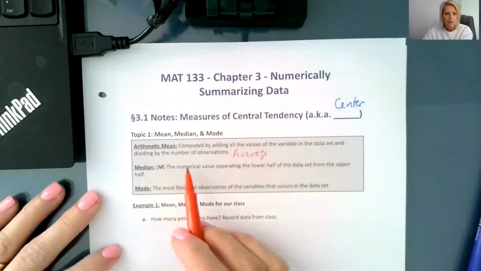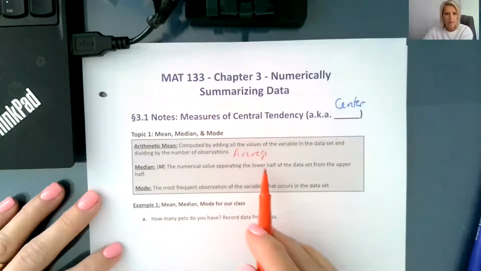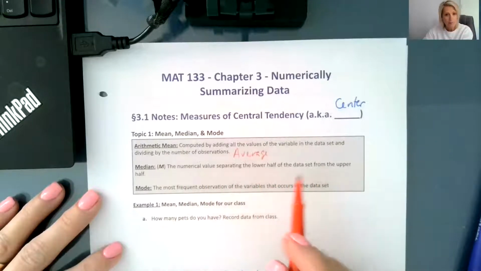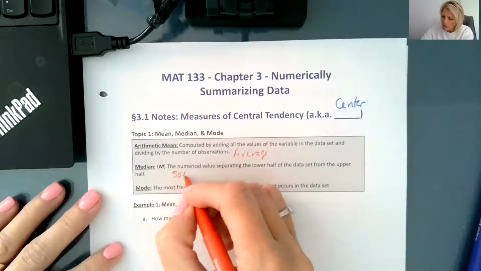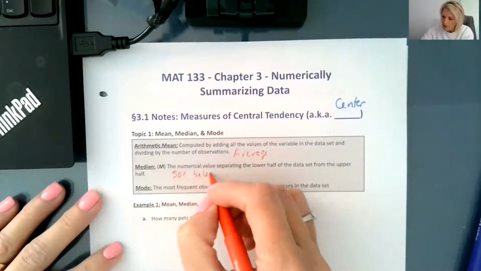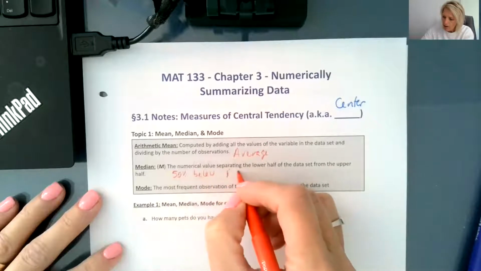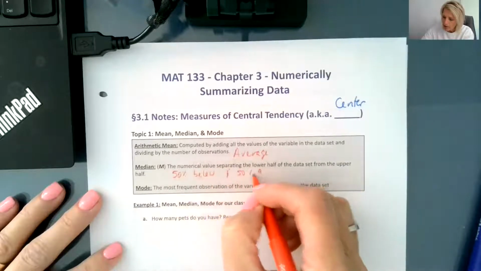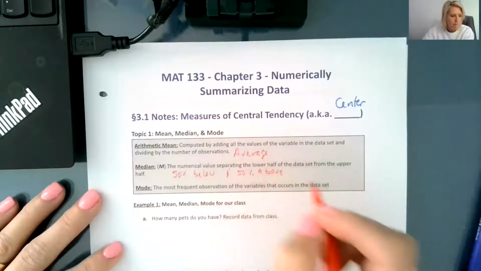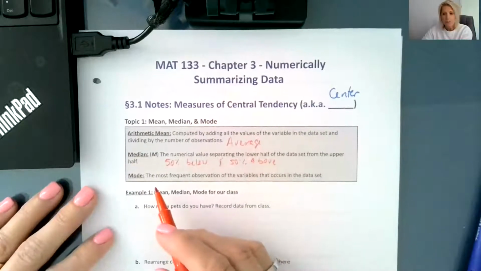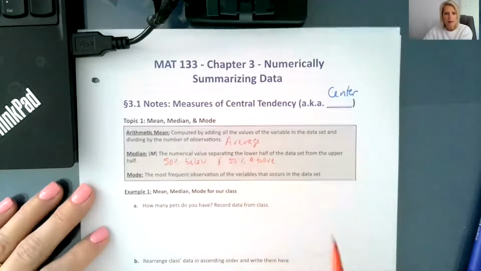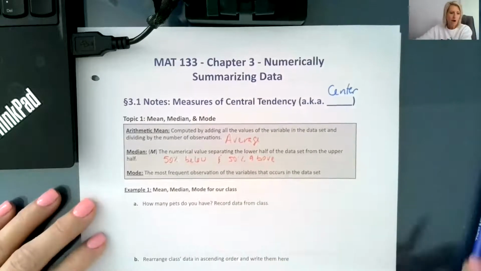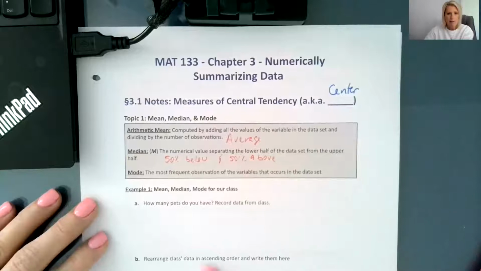The median, which is the numerical value separating the lower half of the data set from the upper half. So 50% is below this value and 50% is above this value. And then the mode. The mode is the most frequent observation of the variables that occurs in the data set. So let's look at how we can find these.